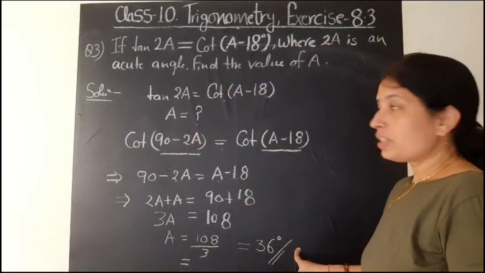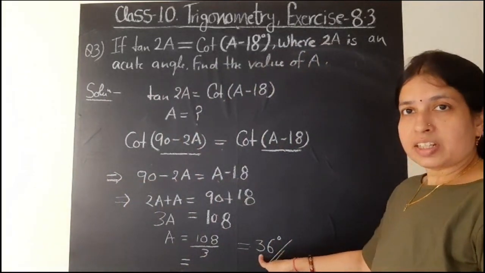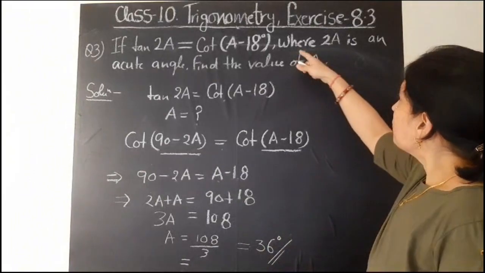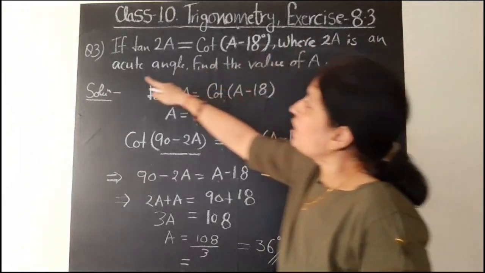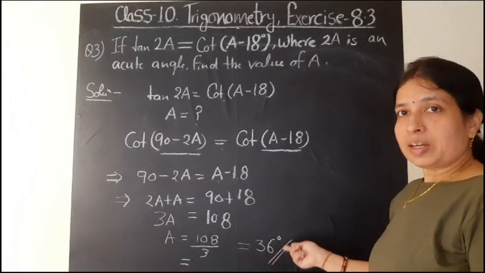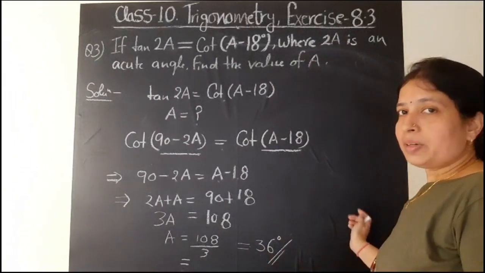This is your answer. And here 36 degree is also an acute angle. This condition is given where 2a is an acute angle. So 2a will be here 36 multiplied by 2 is equal to 72 degree.